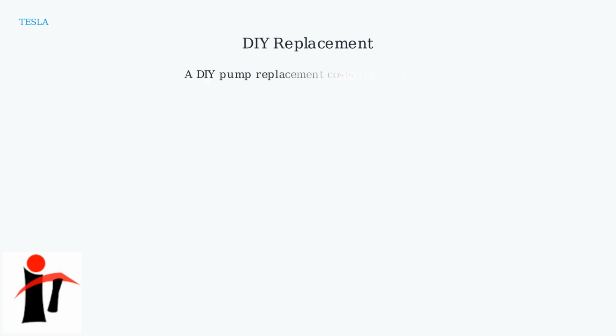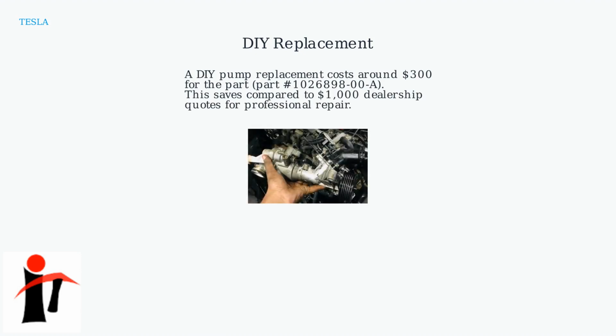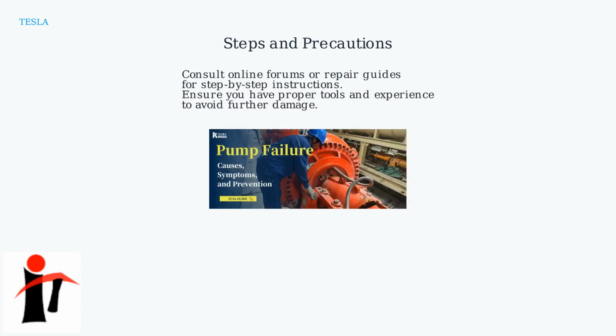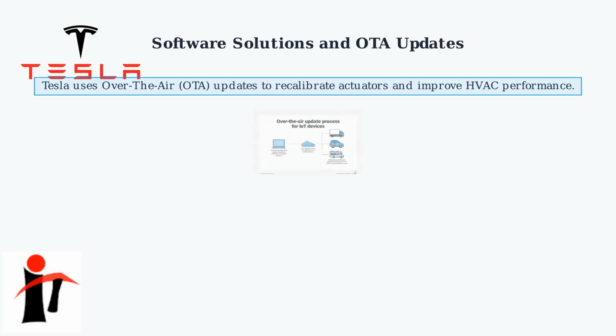For a DIY coolant pump replacement, the part itself costs approximately $300, with part number 126898-00A. This can save you significant money compared to the $1,000 or more that dealerships typically charge for the same repair. To perform the replacement safely, consult Tesla-specific online forums or detailed repair guides for step-by-step instructions. Make sure you have the necessary tools and mechanical experience to complete the job without causing additional damage to your vehicle.